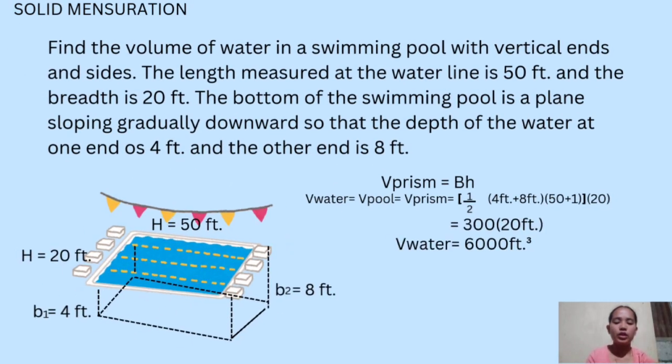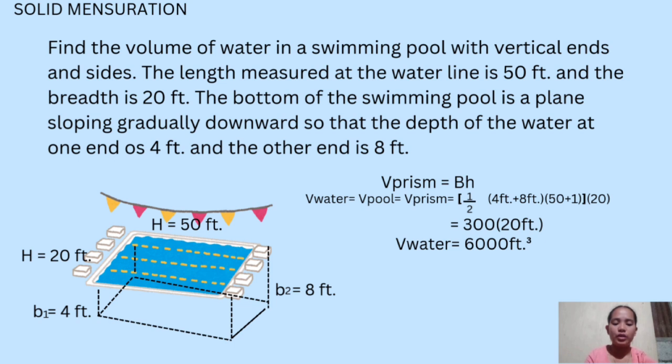So we are finished with the two topics. Let's move to solid mensuration. First problem on solid mensuration. Find the volume of water in a swimming pool with vertical ends and sides. The length measured at the water line is 50 feet and the breadth is 20 feet. The bottom of the swimming pool is a plane sloping gradually downward so that the depth of the water at one end is 4 feet and at the other end is 8 feet.